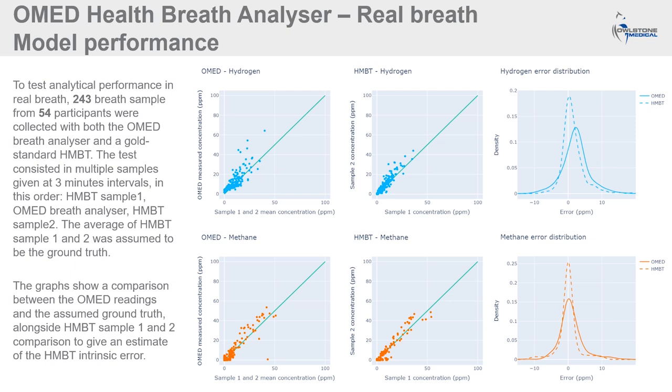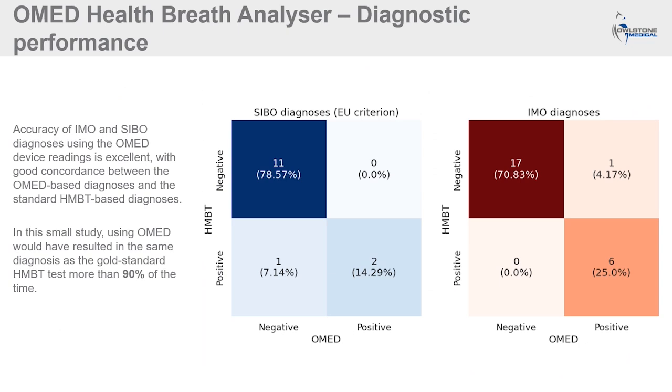But how accurate is accurate enough? To answer this question, we needed to establish how well the OMED device's accuracy would hold up in a diagnostic setting. To do so, we ran a separate small study in collaboration with an external partner, in which we provided real users looking to test for SIBO and IMO with an OMED device, together with sampling equipment for gas chromatography HMBT, which is the gold standard for hydrogen and methane testing.